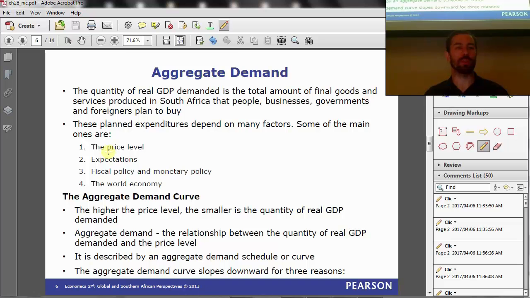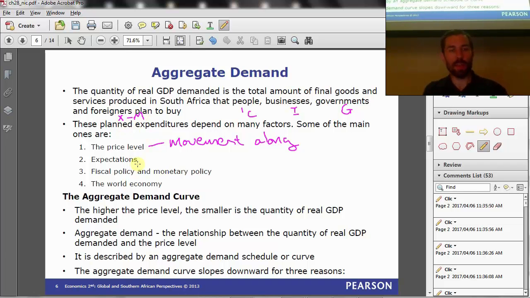We've seen that when we change the price level, we change the quantity. In other words, this is a movement along. However, if we change expectations or any of the other components of aggregate demand, remember, aggregate demand is made up of the expenditure by South African people, which is consumption, businesses, which is investment, governments, which is something we call G, and foreigners, which is X minus M.